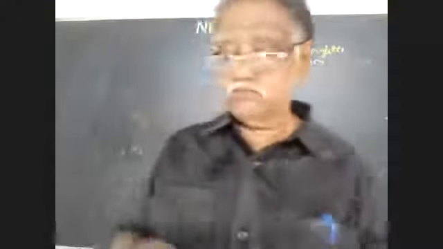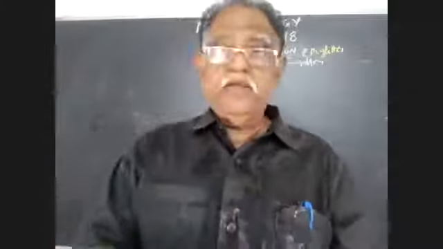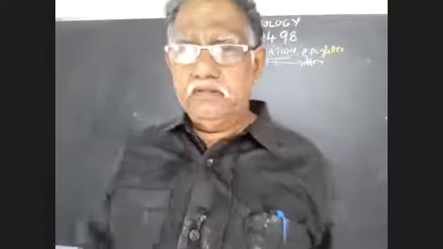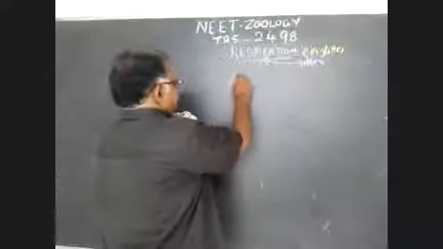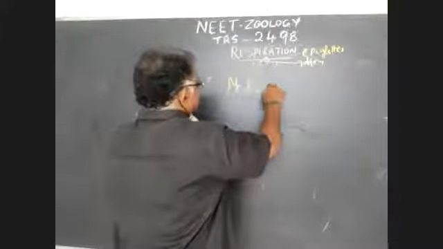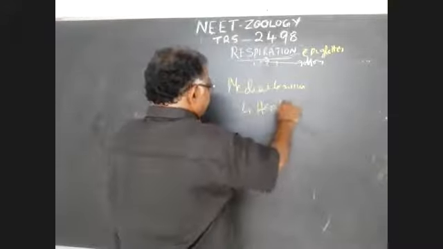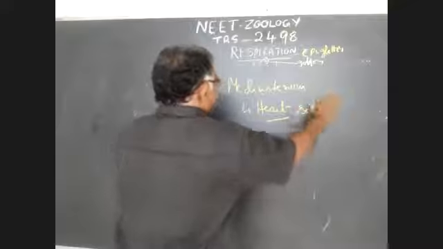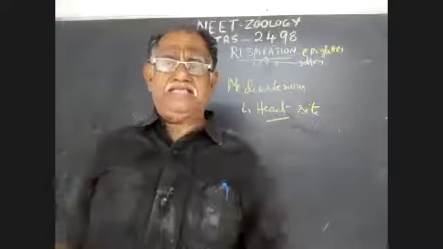Next one. The lungs are situated in the thoracic cavity. In between the lungs, there is a region of the thoracic cavity called the mediastinum. It is the part of the thoracic cavity that lies between the two lungs.